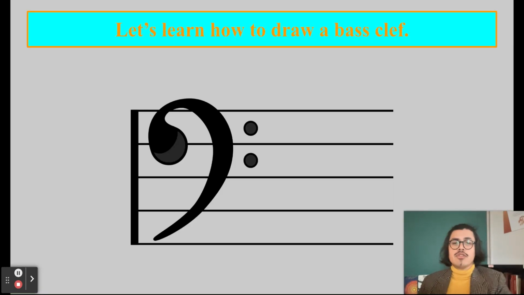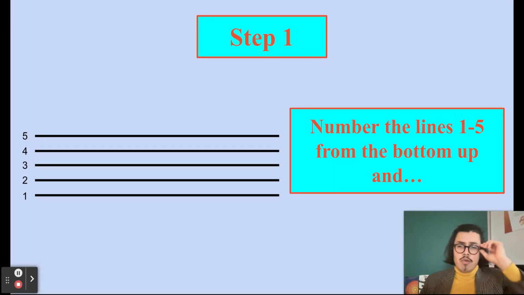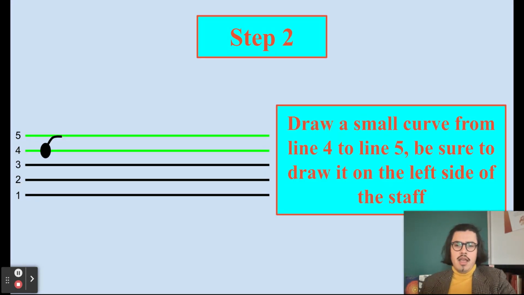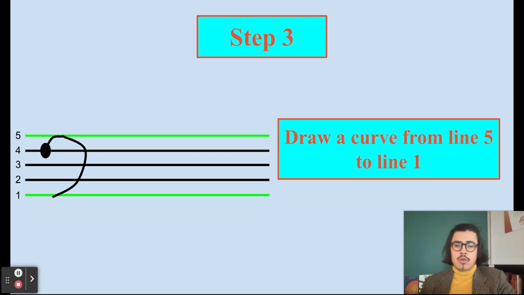Okay, let's learn how to draw a bass clef first. If you're going to be writing music and learning about music, you're probably going to need to write it. Also, it's kind of cool to just practice it, right? Okay, let's get started. Just like we did before with the treble clef, go ahead and number the lines from 1 to 5, or mentally number them, from the bottom to the top. So you're going to start by drawing a little dot or circle on the fourth line, and you're going to go up to the fifth line in a curve and come all the way back down.